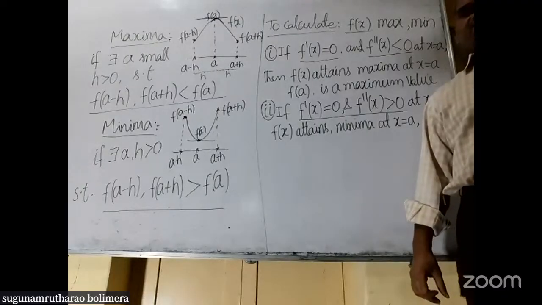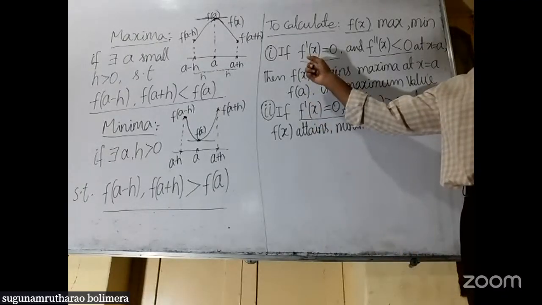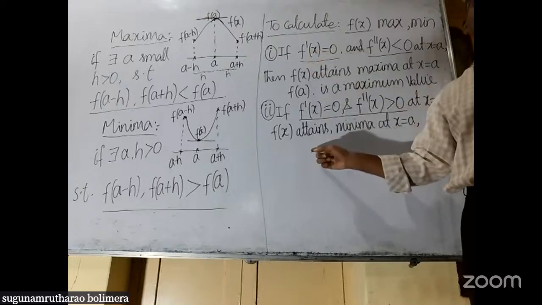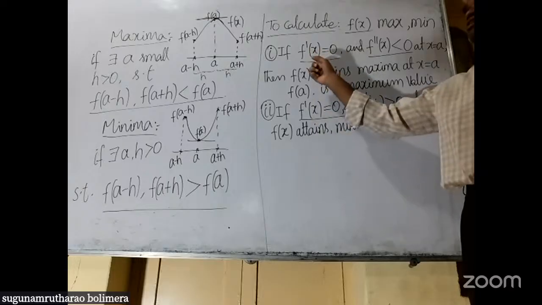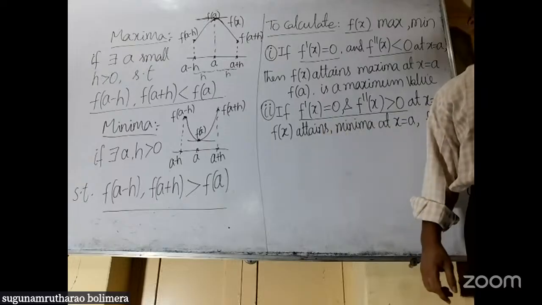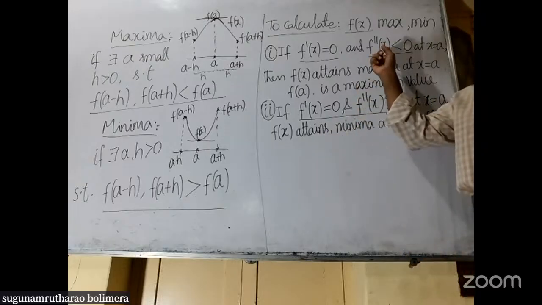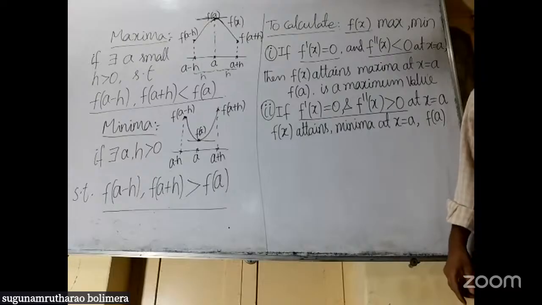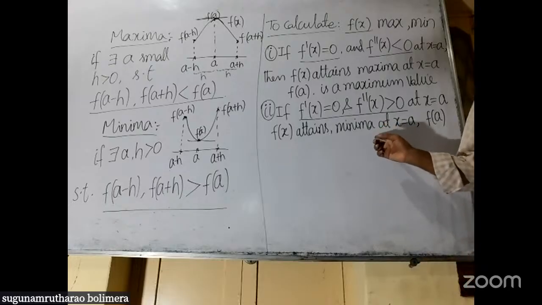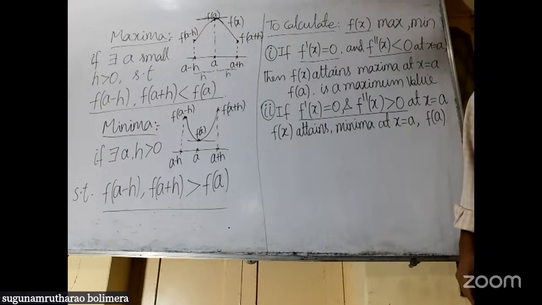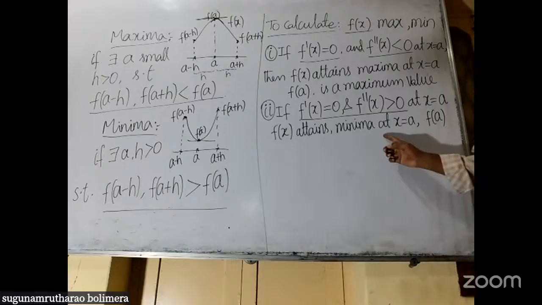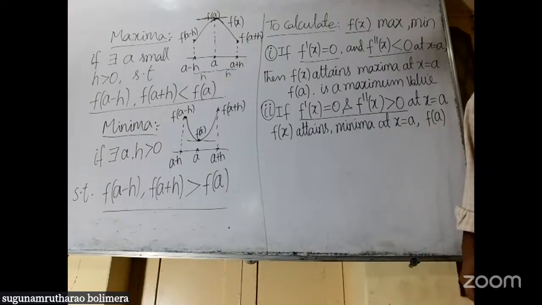Okay. So either for maxima or for minima, the first derivative must be 0. If the second derivative at that point is less than 0, then it is attaining maximum. If the second derivative is greater than 0, then it is attaining minima.